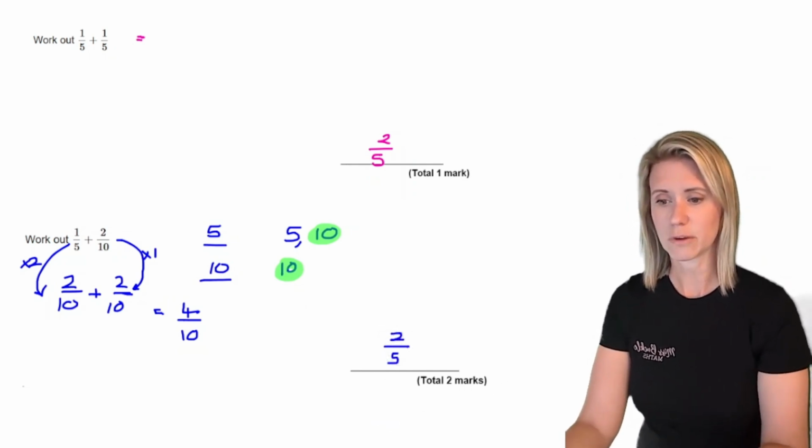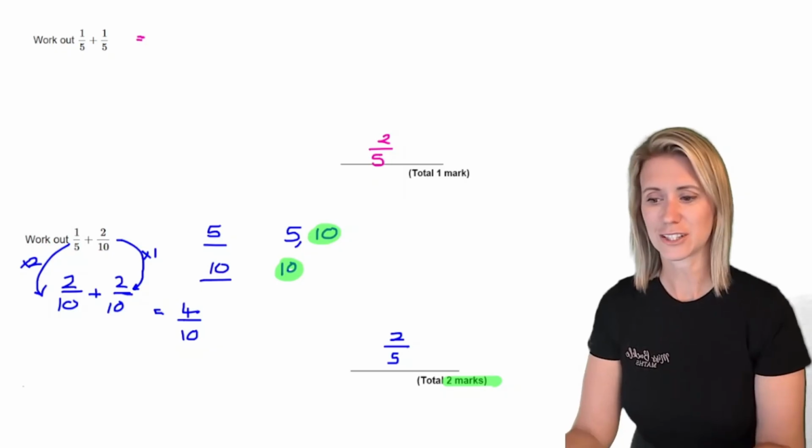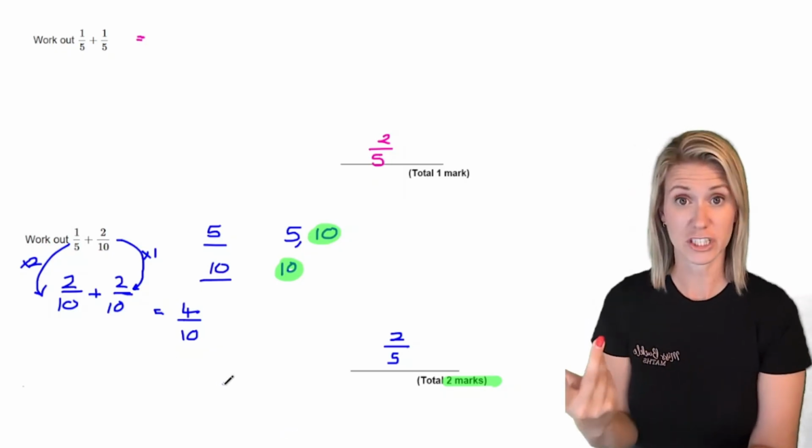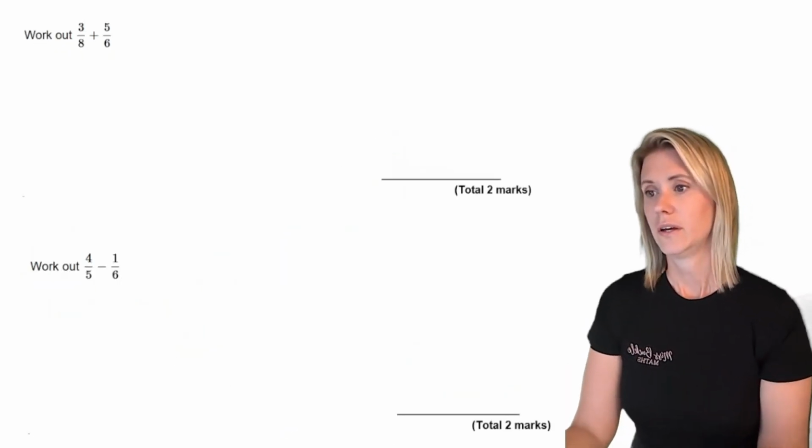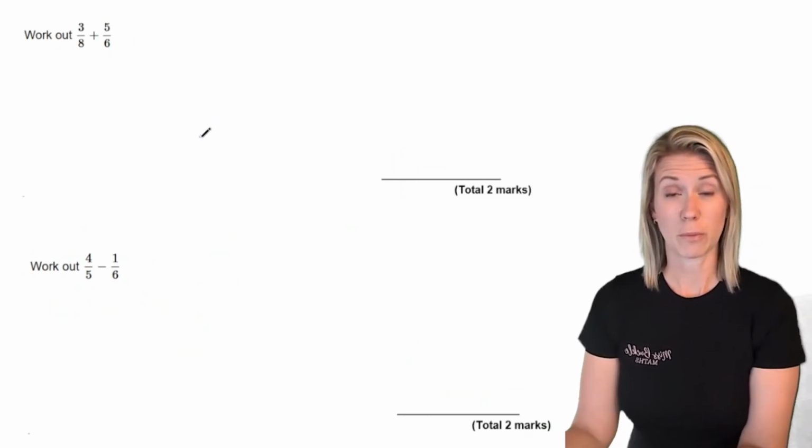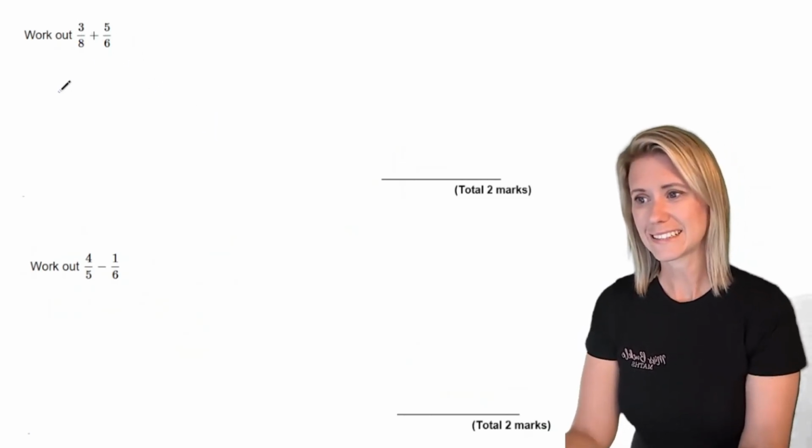And you can see now that we've moved on to 2 marks. And the reason that's 2 marks is because you had to do that conversion first. Right, moving on to a question where the denominator is slightly trickier. So 8 and 6 this time.